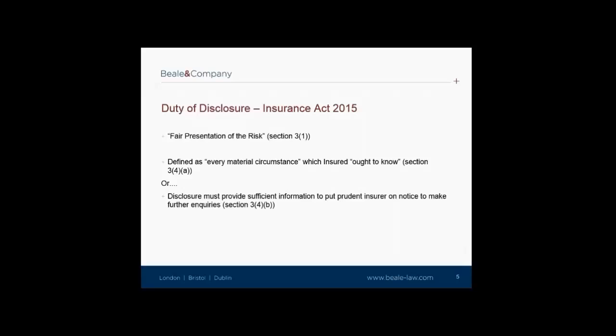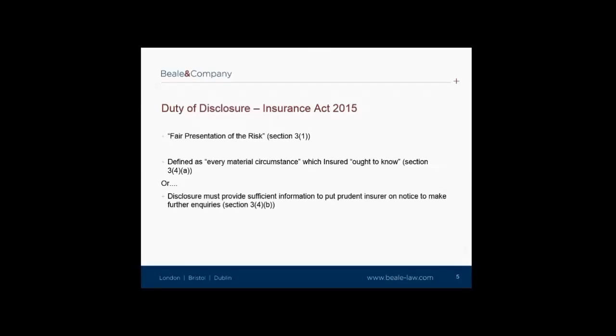The duty of disclosure has therefore been addressed in the Insurance Act for business insureds. The aim is to allow for a more neutral balance between insurer and an insured. The Insurance Act replaces the duty of disclosure with an obligation to make a fair presentation of the risk.